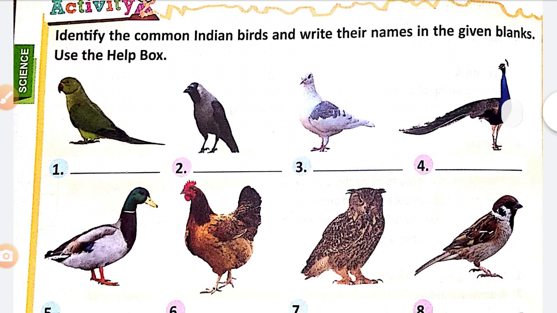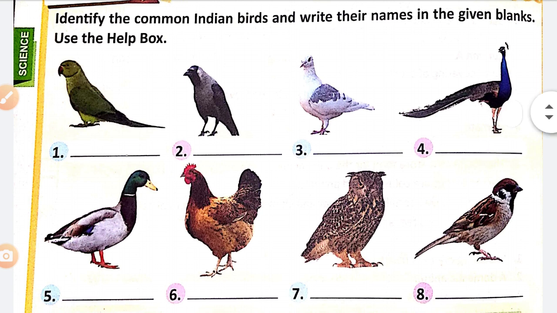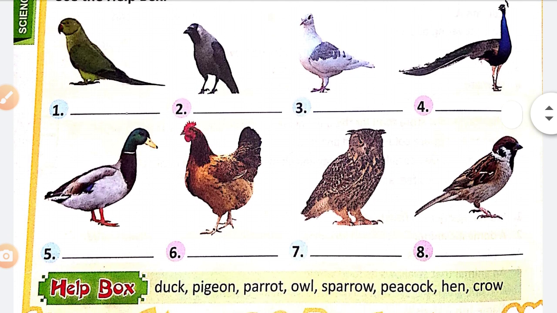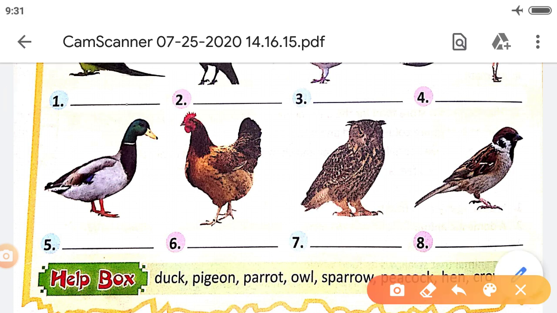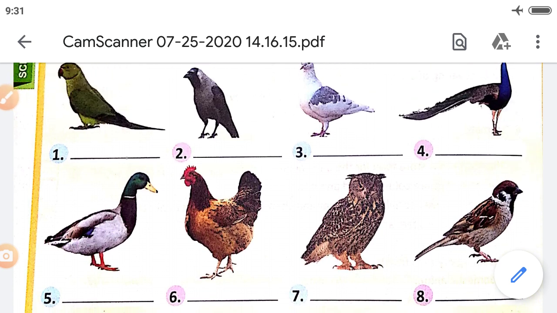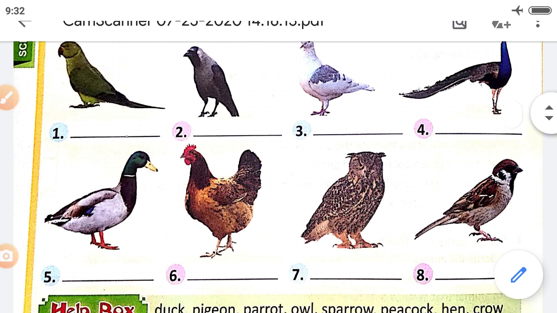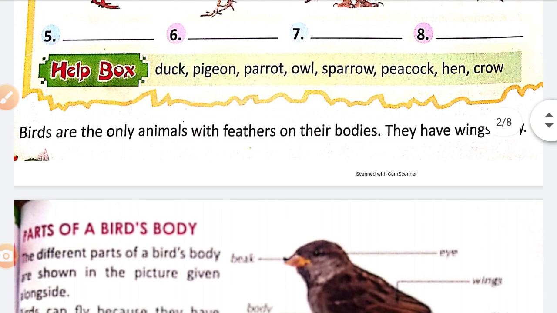Here is the activity. Identify the common Indian birds and write their names in the given blanks. Use the help box. Okay, I think there is no need of a help box for you. You can identify all these birds. First is the parrot, second is crow, third one pigeon, fourth one peacock, fifth one duck, sixth one hen, then seven owl, eight sparrow.